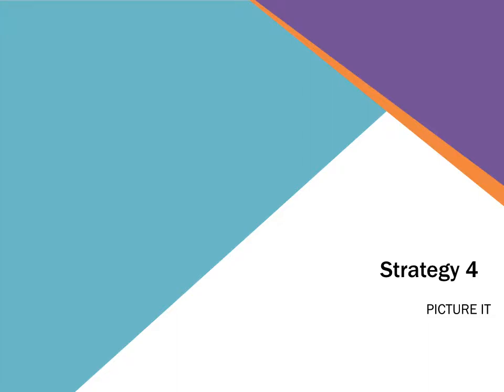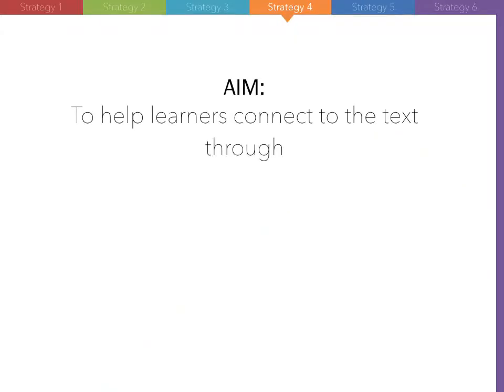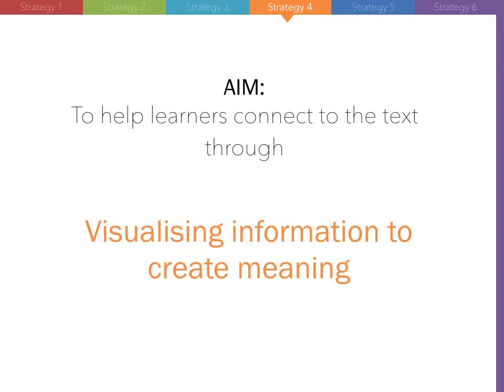The fourth strategy that we're going to look at is called Picture It. And the aim of this strategy is to help learners connect to the text through visualizing information to create meaning. So you want learners to be able to begin to visualize or make mental images of the information that they are reading to help them create meaning and understanding.